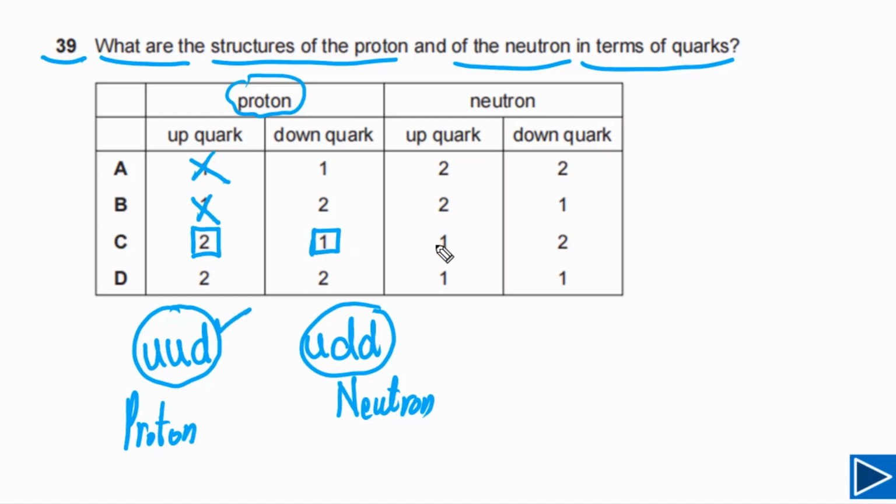And for the neutron, it says it consists of 1 up quark. This is also right. It also says it consists of 2 down quarks, so this is also correct. So the answer for this question is C. Very important: you need to understand the quark composition of the proton and neutron. The proton consists of 2 up quarks and 1 down quark, and the neutron consists of 1 up quark and 2 down quarks.